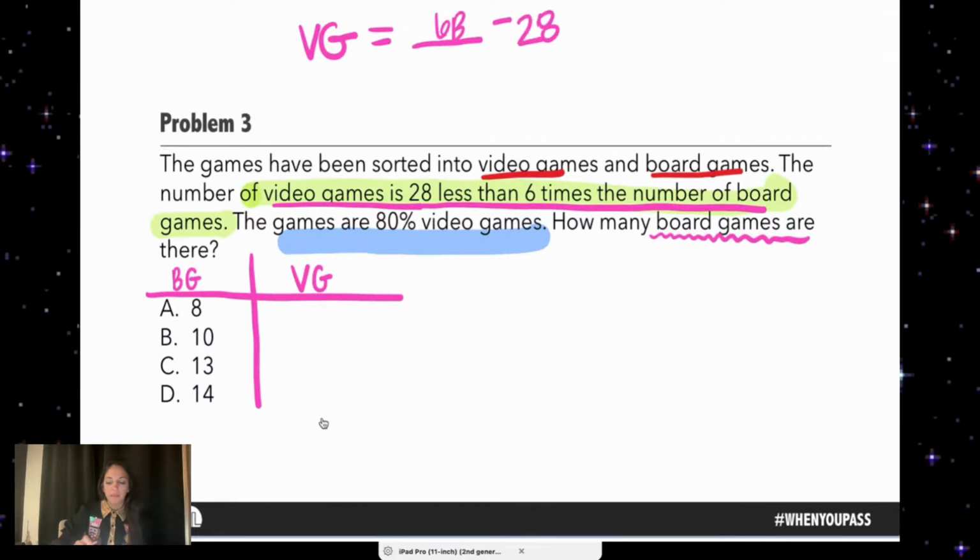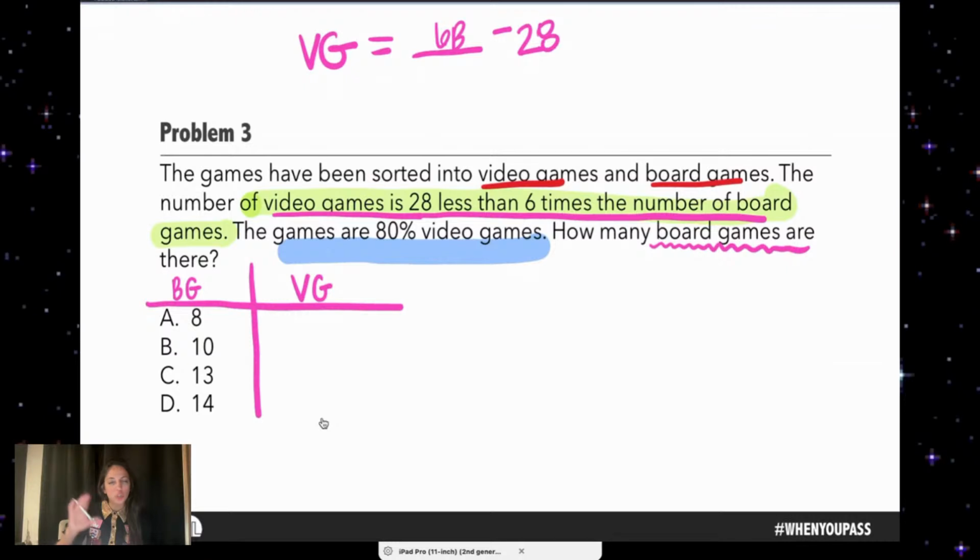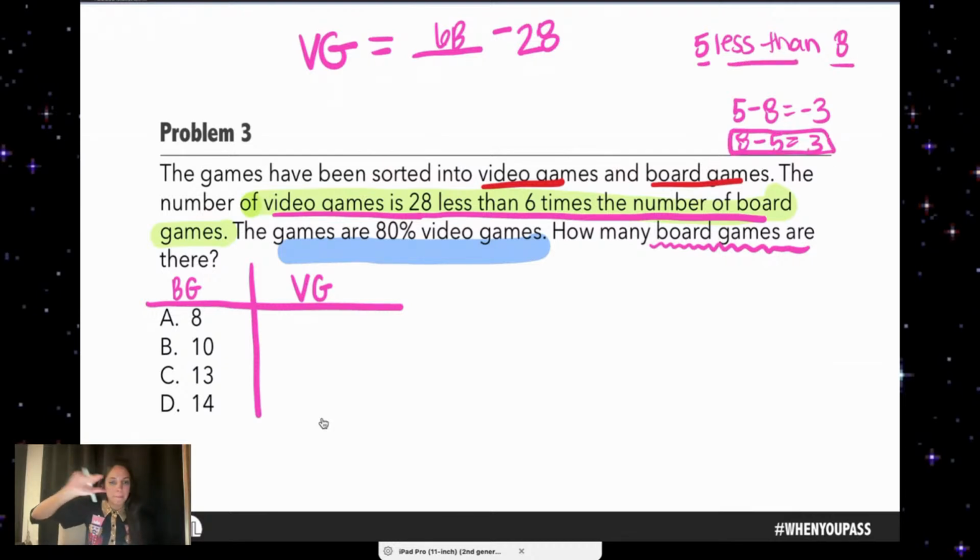Think about it this way. If you're not sure which way to do it, if I said, what is 5 less than 8? What would your answer be? Your answer would be 3. Not because you did 5 minus 8, but because you did 8 minus 5. Something less than something is something minus that item. So this is going to be 6B minus 28.